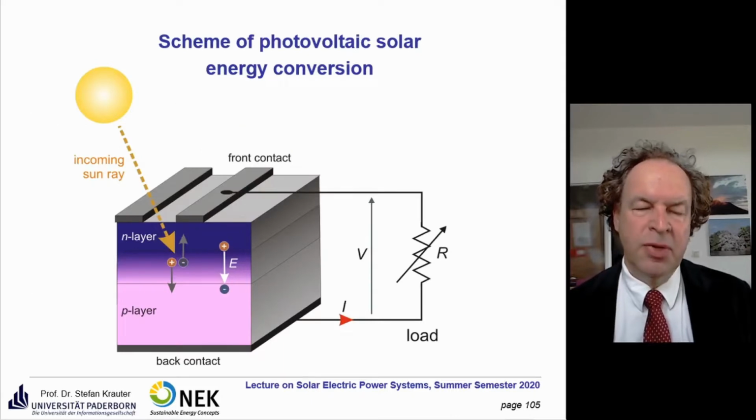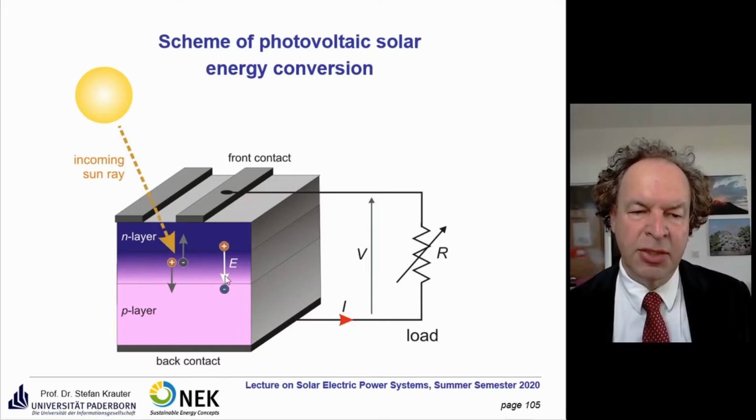The principle we see here: we have the incoming sun ray. This is a flow of photons. These photons get absorbed by a semiconductor, and if the energy of a photon is enough to liberate an electron, this electron is transported along the electrical field to the load where it can be consumed.